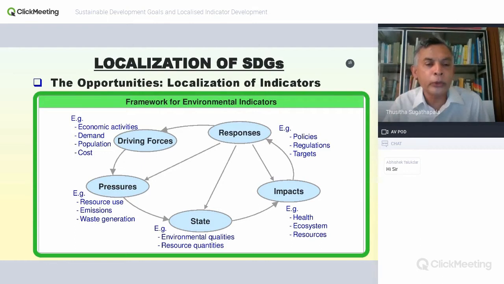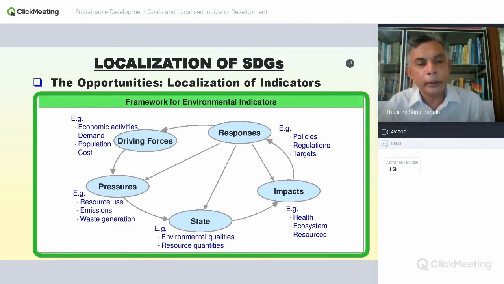Now here we are talking about responses, driving forces, pressures, state and impacts. Each of these areas can be an indicator. Sometimes we just talk about indicators or targets by looking at the impact only. But then we lose the whole process of monitoring, reporting, and follow-up unless we look at the interlinked areas, like the policies related to that, where we can have a target in the policy; the driving forces, maybe some economic activities, maybe population, the cost, whatever, there can be an indicator in that line. Then the pressures, maybe regulations, maybe emissions, waste generation, can be an area for target and indicator and so on.